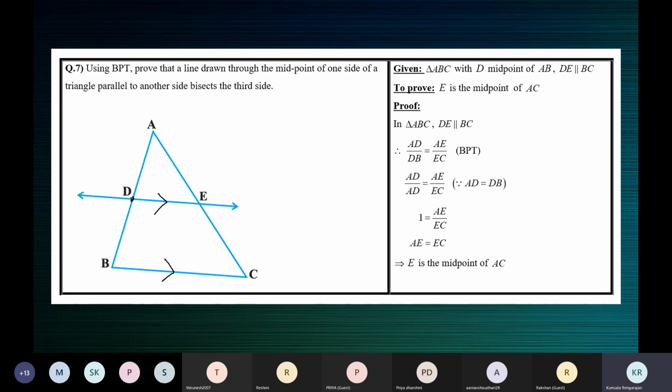This is the midpoint. So you should be given, if D is the midpoint of AB and if DE is parallel to BC, then the result is E is the midpoint of AC. You should be given two things. D is the midpoint of AB, one side of the triangle. Then through the midpoint, DE is parallel to the second side BC. Given these two, the result is only one: E is the midpoint of AC.